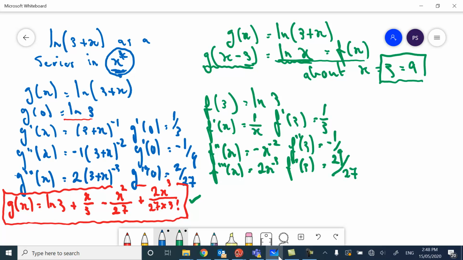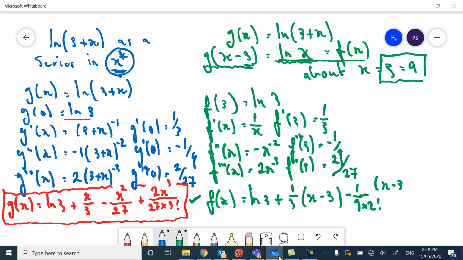Now let's write our Taylor series. Do you remember? Our Taylor series expansion is this. Okay, here we go. f of x equals f of a, which is ln 3, plus 1/3. So we've got 1/3, and this will be x minus 3, and then the next one will be minus 1/9 times 2 factorial, times x minus 3 squared, plus, and then we've got the next one there, which is the 2 on 27 one.